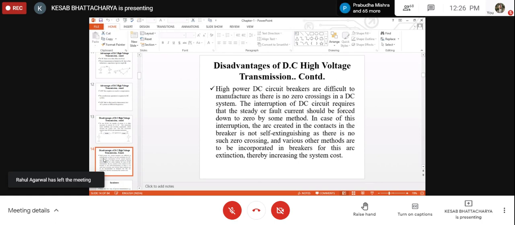But in the case of DC, no such natural zero crossing is available. Therefore, you have to force the DC current to zero by some arrangement. You have to make a separate arrangement for forcing the DC current to zero, and only then can you disconnect the DC circuit. Otherwise, the amount of energy involved while making or breaking, especially breaking the circuit, will be huge, and that is not possible.